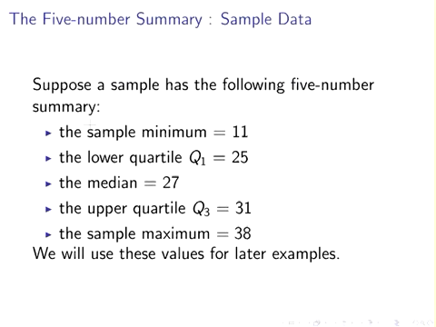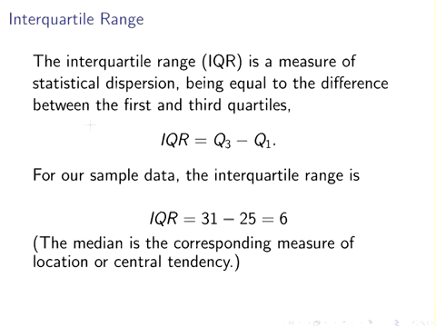So, suppose a sample has the following 5-number summary. That's an example of a 5-number summary, and I'm going to use these values later on. So it's sort of kill two birds with one stone. Present a 5-number summary here, and also some data I'm going to use later on. So the sample minimum here is 11, Q1 is 25, median is 27, Q3 is 31, and the sample maximum is 38.